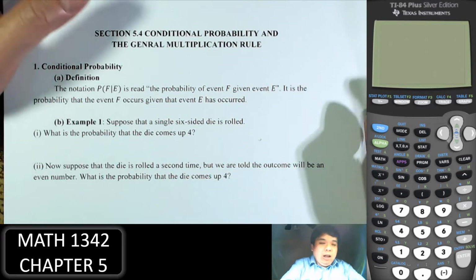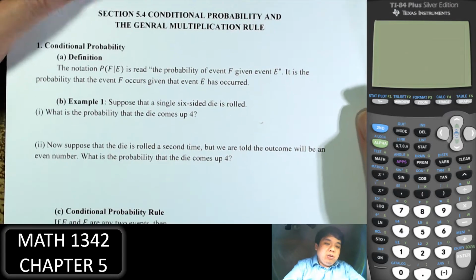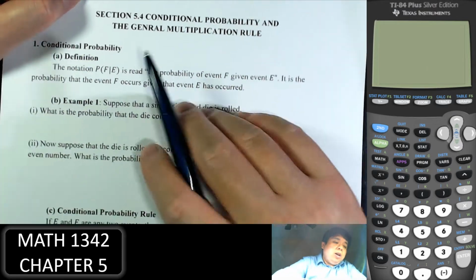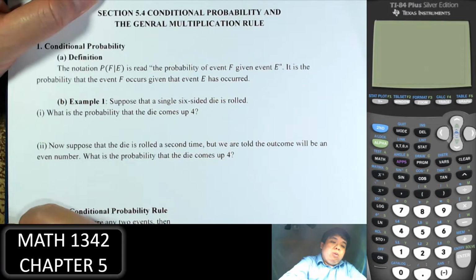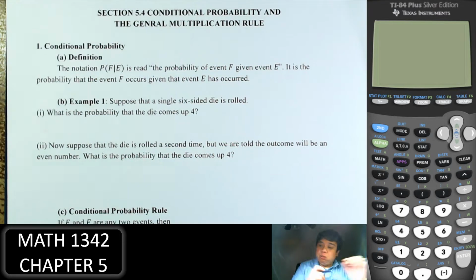Hi everybody, welcome to another video in statistics. We continue chapter 5, probability. Section 5.4, conditional probability and general multiplication rule. So this is still multiplication rule, but more general.